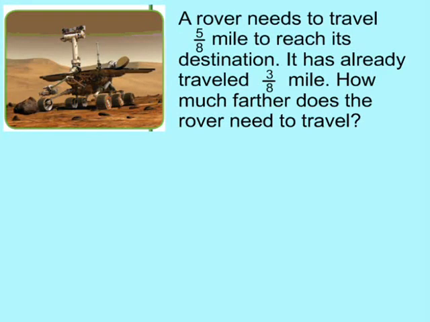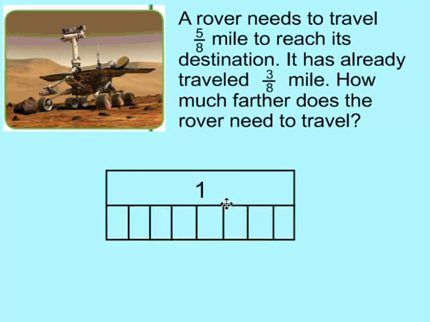A rover needs to travel 5/8 of a mile to reach its destination. It has already traveled 3/8 of a mile. How much farther does the rover need to travel? Okay, so we have to think about what is the whole. The whole would be 8/8, or that would be our 1 mile. Well, it says it needs to travel 5/8 of a mile. So I've taken my whole piece here and I've divided it into 1/8.